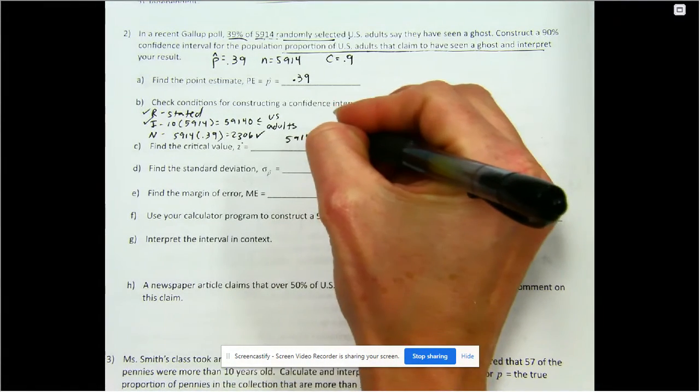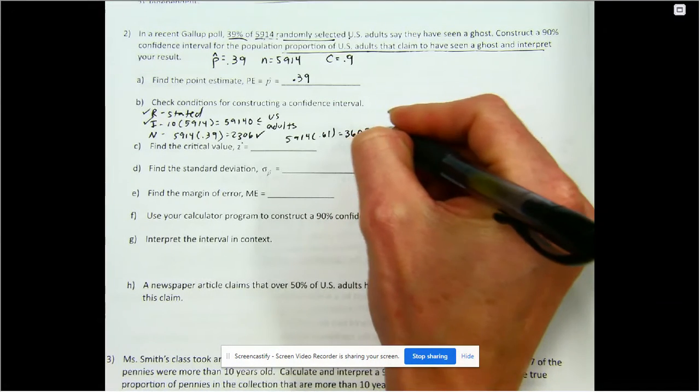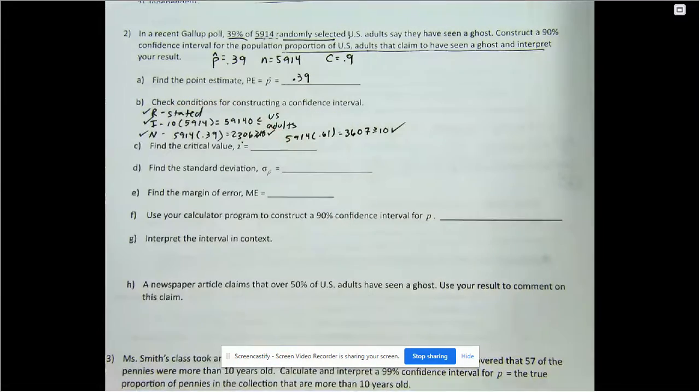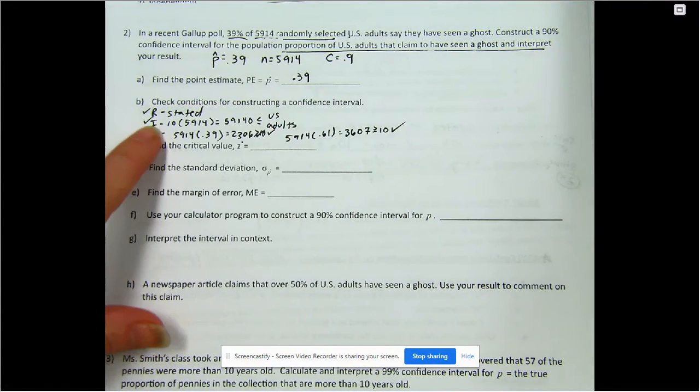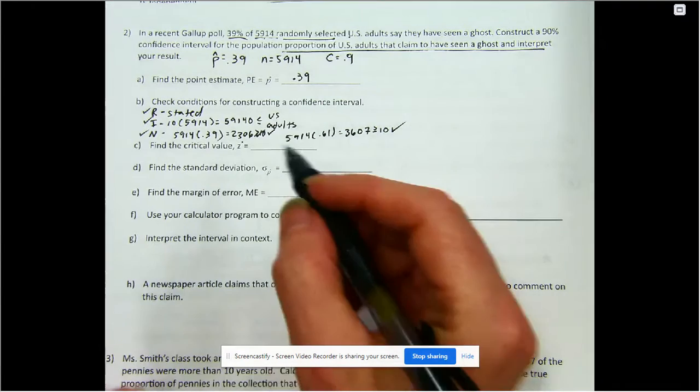Okay, so we have 3,607, actually 0.54, but either way, it is way more than 10. Check, check. More than 10. Check, check. So we're good. We can continue on. I'm allowed to calculate my standard deviation. I can use the normal curve to calculate z star.